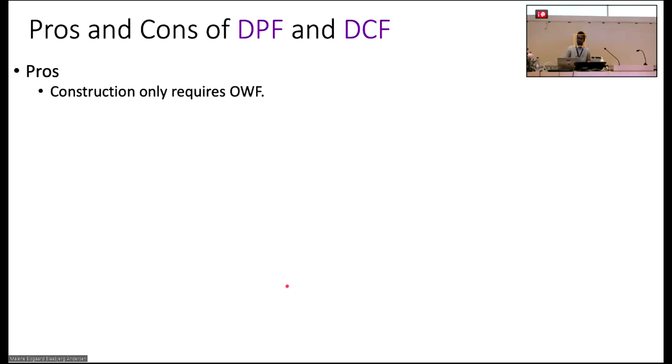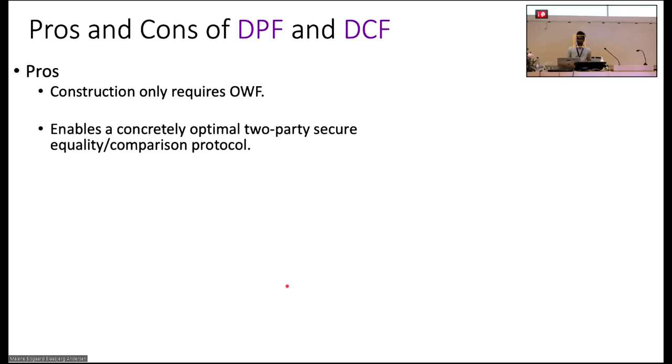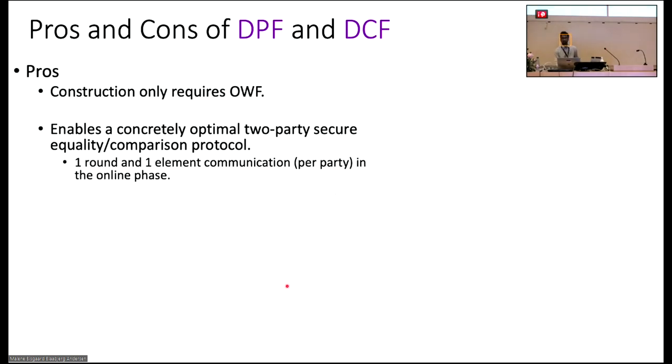The pro is that these constructions are very simple and require only a one-way function. And moreover, they enable a concretely optimal two-party equality or comparison protocol. By concretely optimal, I mean that in the online phase, parties only interact in one round of communication and exchange a single element with each other.